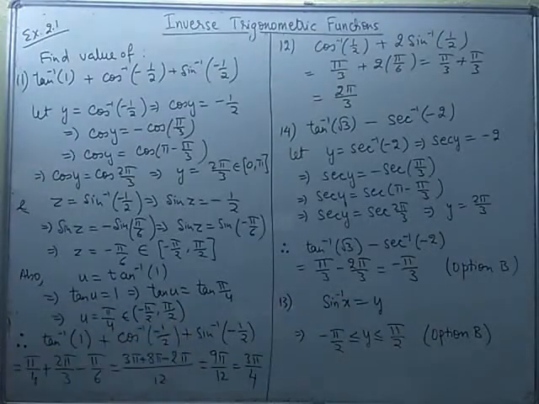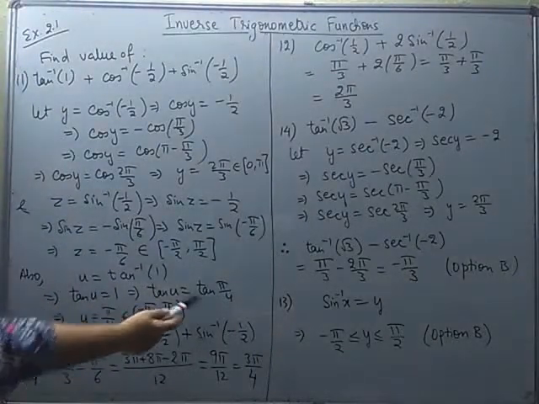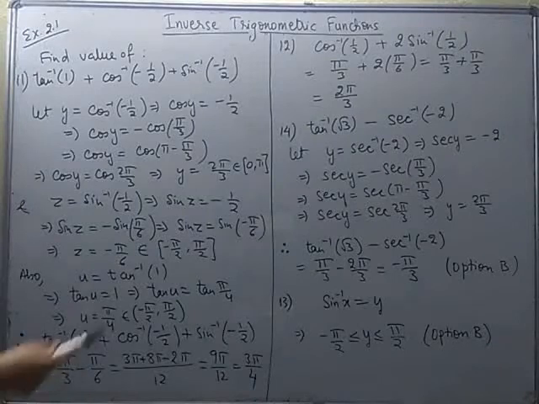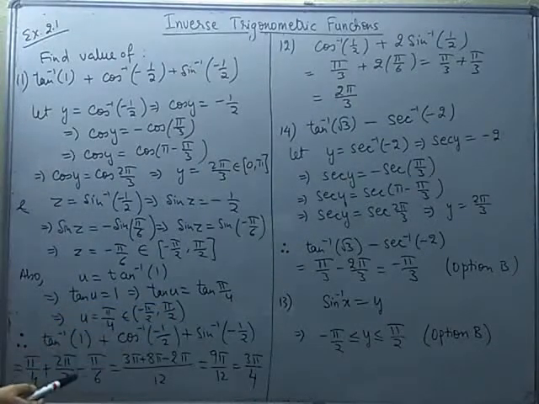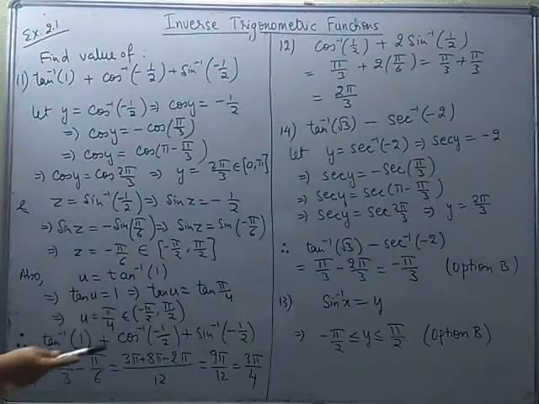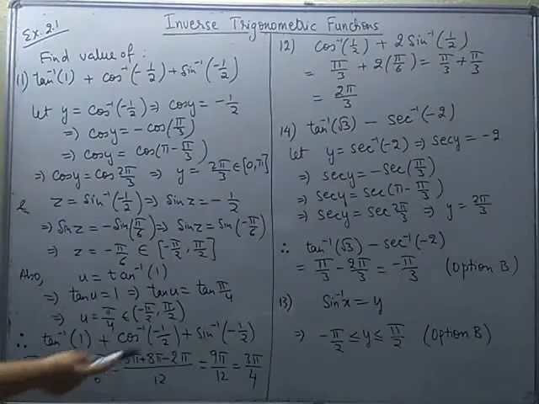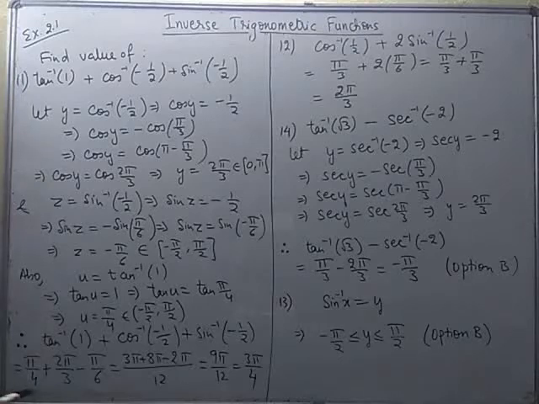I have taken u as tan inverse 1, so tan u becomes 1, and 1 can be replaced by tan pi by 4. So the equation is tan u is equal to tan pi by 4. That means u is equal to pi by 4. Now the value of each is substituted. This was u, and u came out to be pi by 4. This was y, and the value of y came to 2 pi by 3. This was z, and the value of z came out to be minus pi by 6. So simplifying this, the result comes out to be 3 pi by 4.